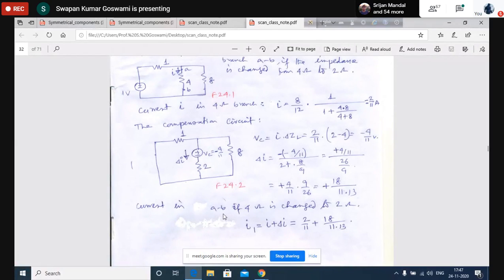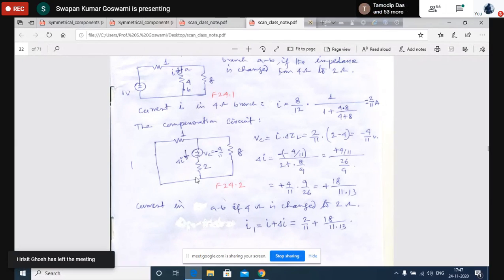The current in AV, if the 4 ohm resistance is changed to 2 ohm, therefore will be I plus delta I. Okay. It is 2 plus by 11 plus 18 by 11 into 30. So this will be the resultant current using the compensation source.